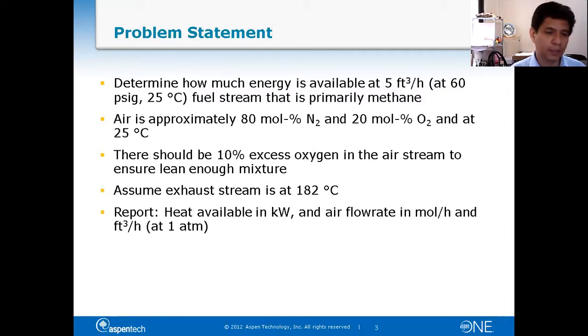Okay. Tapos regarding the methane, yung 5 cubic foot per hour na yon, so siguro we're going to use 0.472 kilogram per hour instead of 5 cubic feet per hour. Tapos, we're going to assume that the flue gas or the exhaust stream is at 182 degrees Celsius. Tapos, we're going to determine the heat available. Okay, so this is the problem. So let's go to Aspen Hysys.